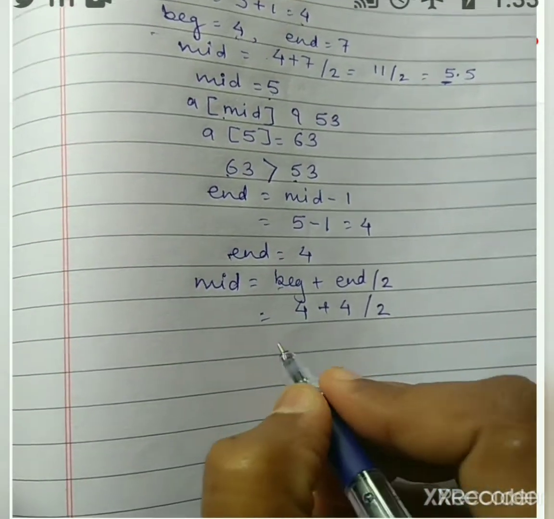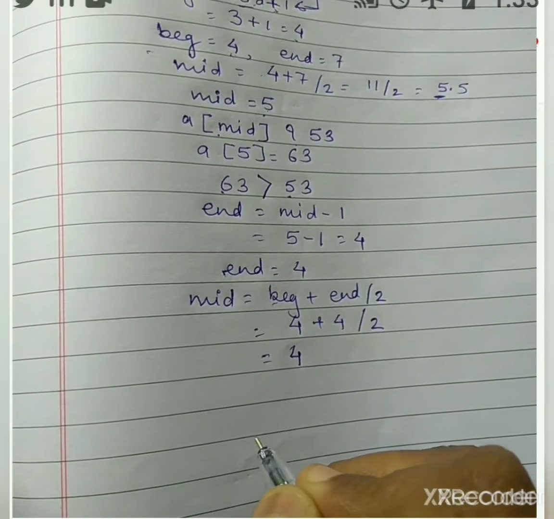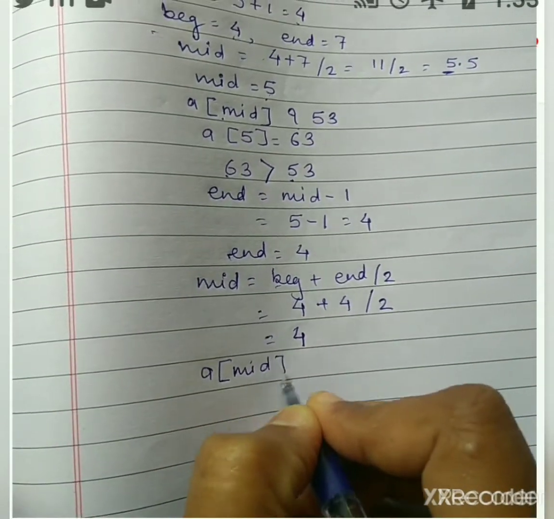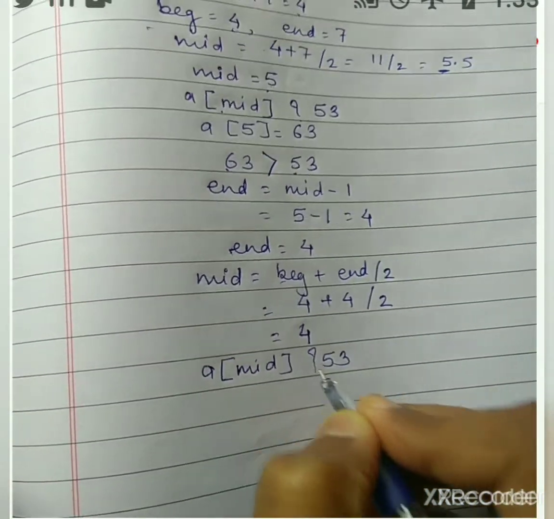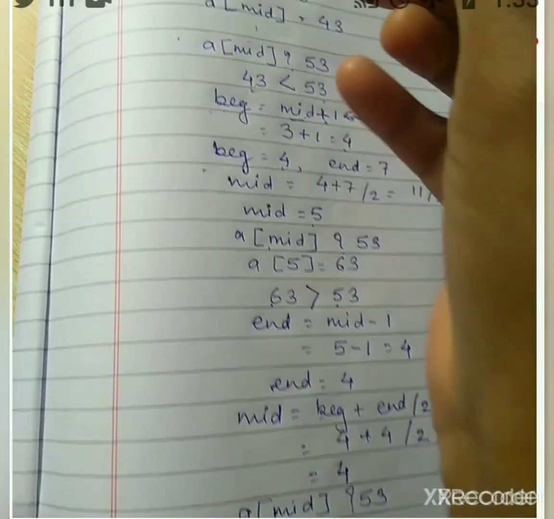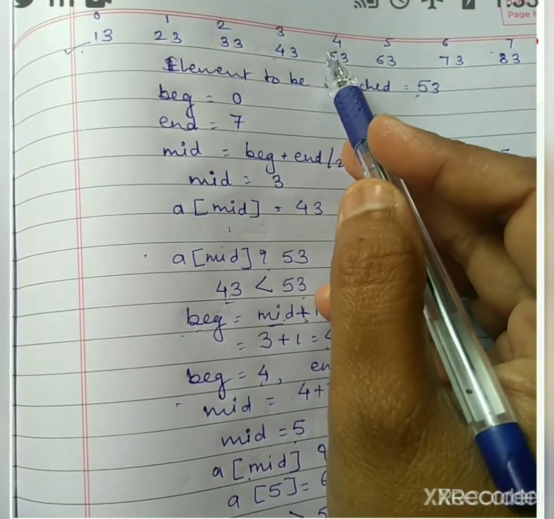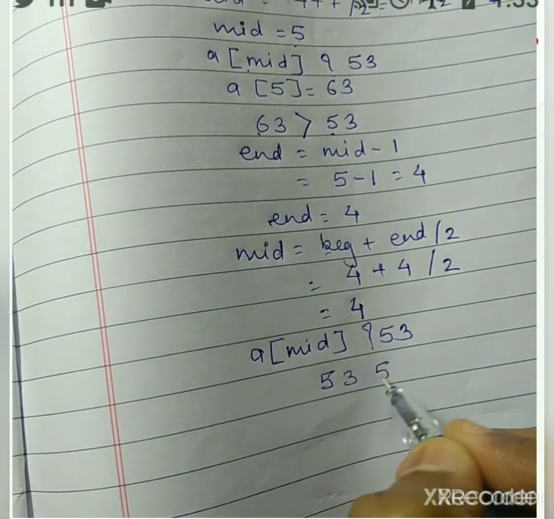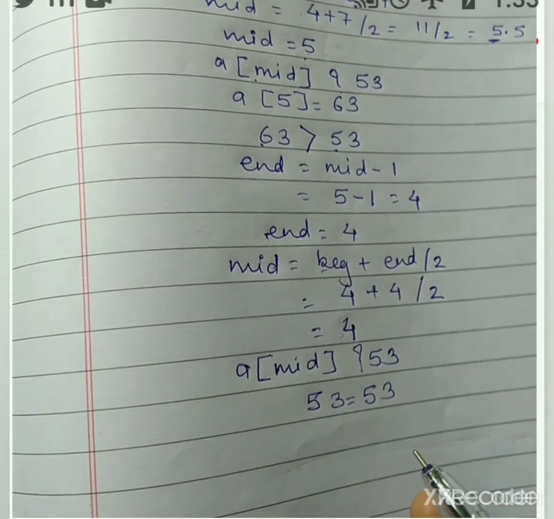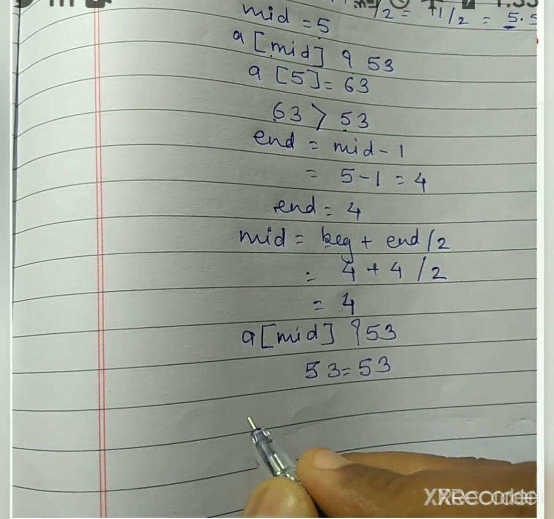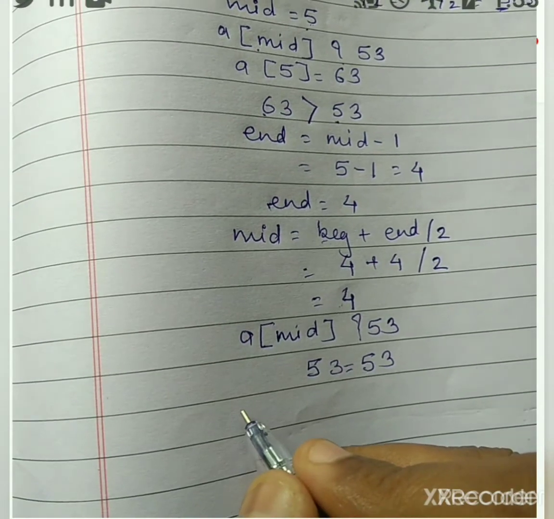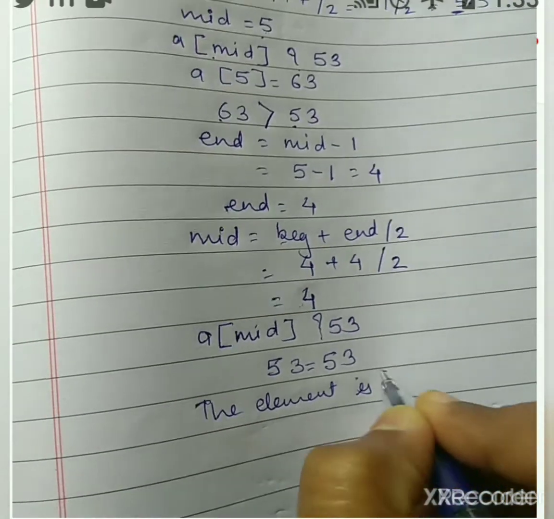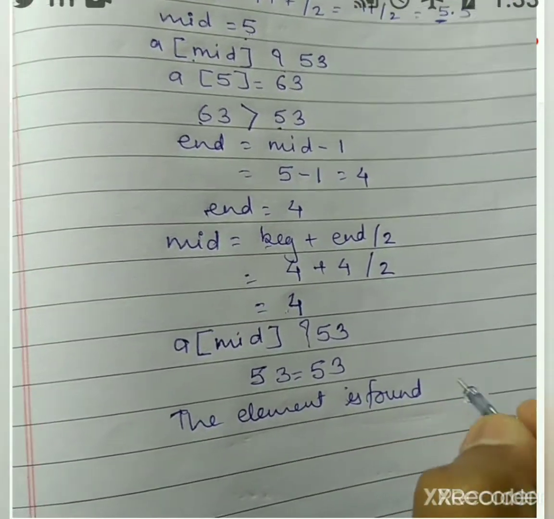Now again we compare A of mid with the element 53. What is A of mid now? Go to the fourth position. The element at the fourth position is 53. So 53 compared with 53, we got the same numbers and the comparison is successful. Here we have to stop the search and mention that the element is found at the mid position, or you can directly say that it is at the fourth position in the array.